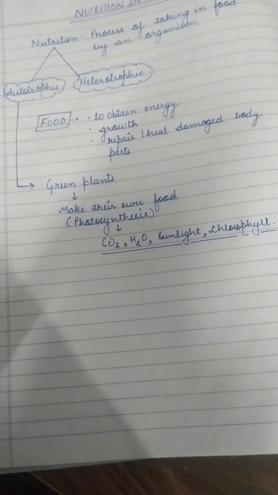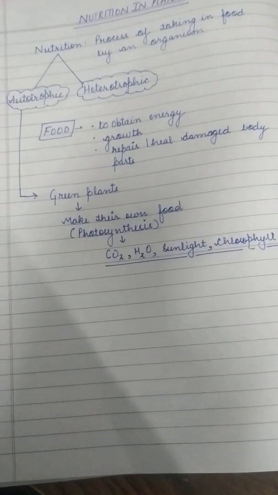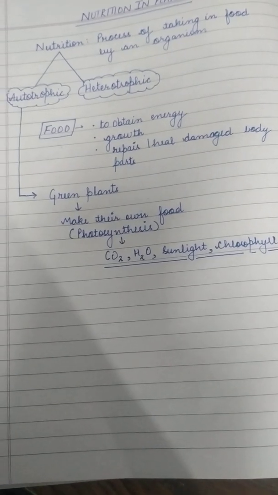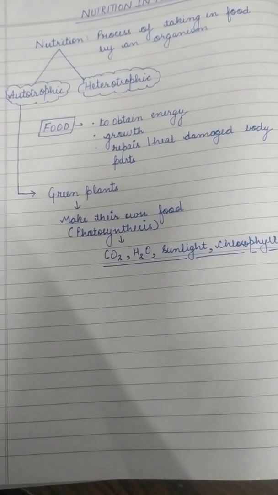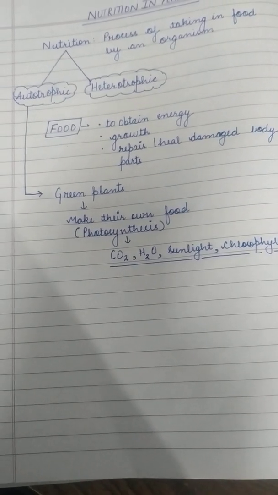In this video, we'll be looking at mainly two types of nutrition. The two modes of nutrition are autotrophic and heterotrophic nutrition. As green plants make their own food by the process of photosynthesis, they are known as autotrophs, and the mode of nutrition followed by them is called autotrophic mode of nutrition.